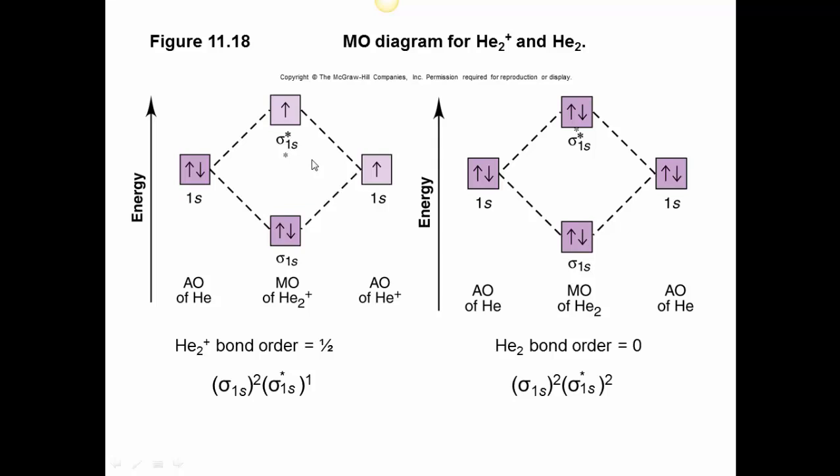If you have helium-2 with a positive charge, then that means you're missing one electron. And now you have a bond order of 1/2. So that means your helium-2 with a positive charge is more stable than helium-2. Helium-2 doesn't want to form a bond at all. It's not going to react to form this bond.